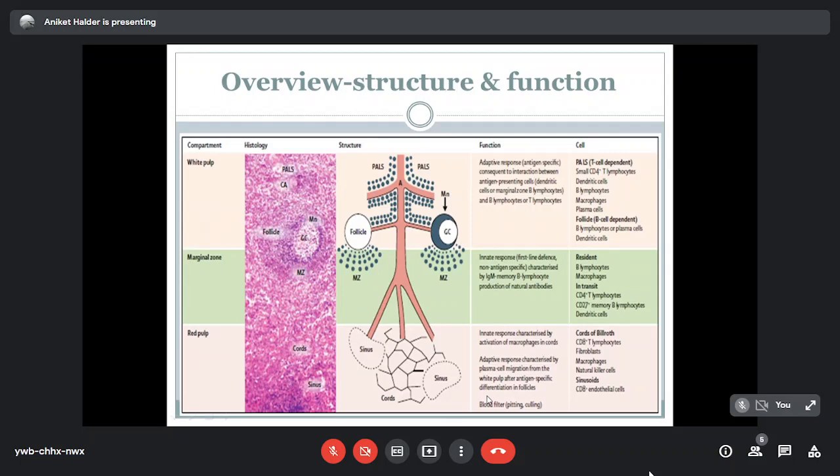And this marginal zone is a very important zone which is unique to the spleen. It is composed of specialized B cells called the marginal zone B cells, and the macrophages, and they are the first line of defense against different organisms, mainly the pathogens which have lipopolysaccharide capsules or have sugar moieties in their capsules. And this marginal zone bridges the gap between the white pulp and the red pulp.